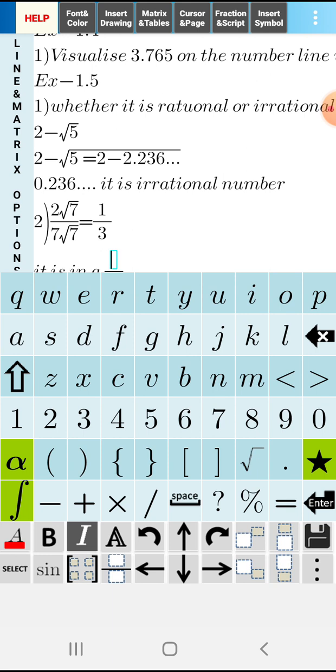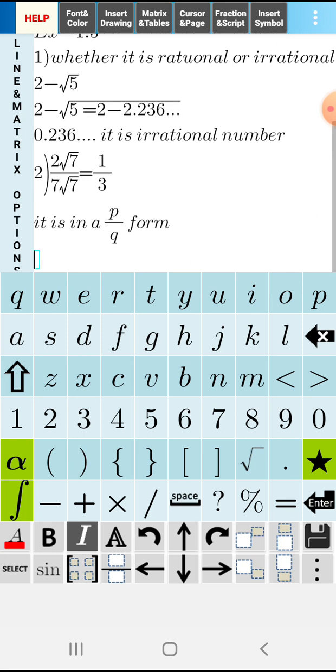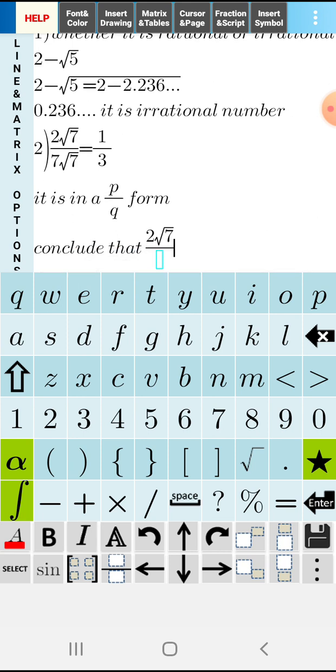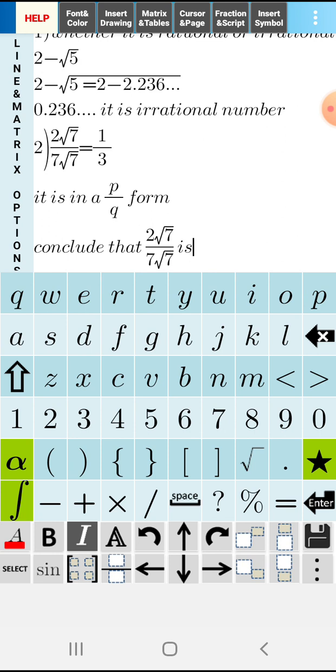It is in p by q form. You can say by seeing that. See here, root 2 root 7 by 7 root 7, it is in p by q form only. So therefore we can conclude that 2 root 7 by 7 root 7 is a rational number. We can say that is a rational number.